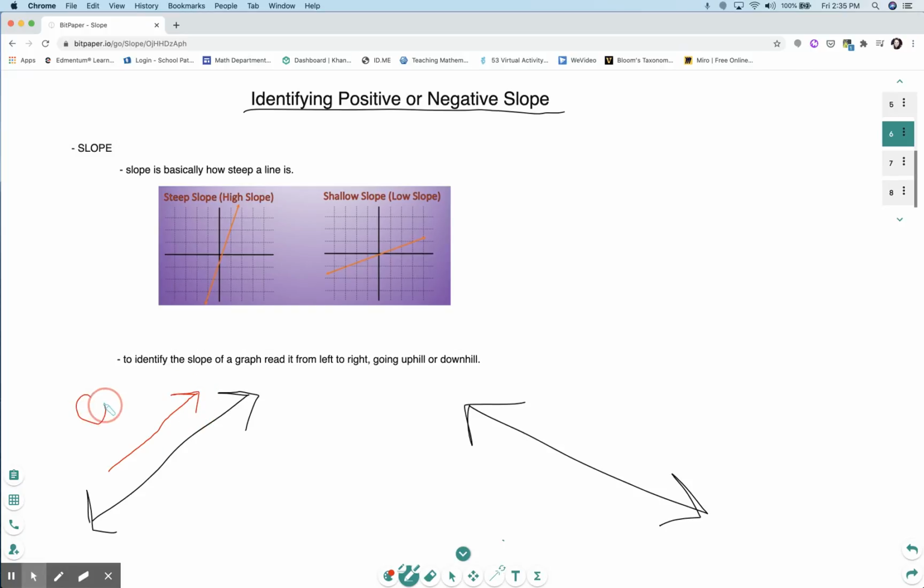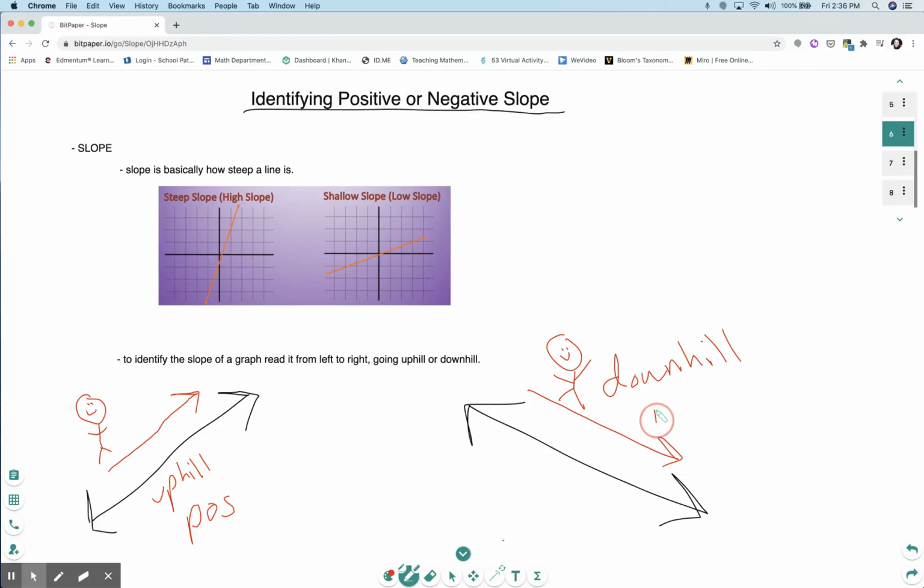And kind of pretend that you have a little running person here. So here's my little running person. And from left to right, they are going uphill, right? So since they are going uphill, this would be positive. And same thing, I'm going to draw an arrow from left to right and then draw my little running person. There's my little running person. And determine, okay, are they going uphill or downhill, left to right? Well, from left to right, they are going downhill. So since they're going downhill, this is a negative slope.